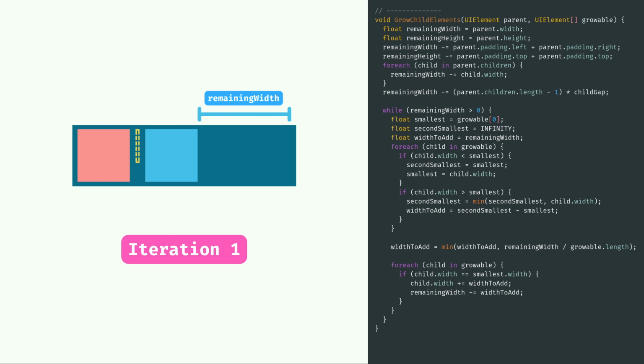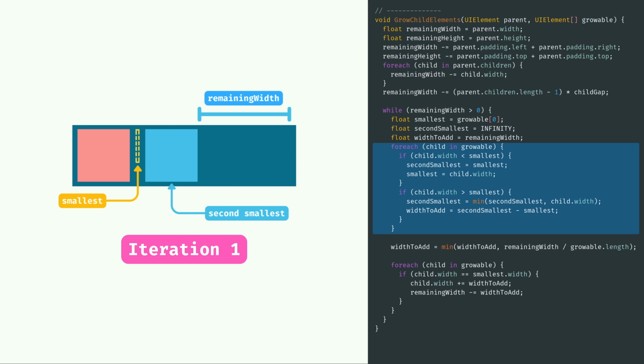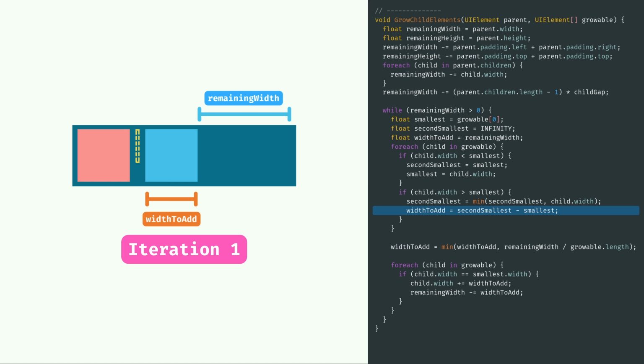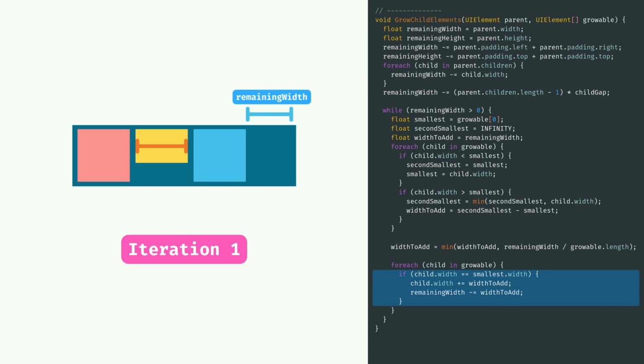The first pass, we find the size of the smallest element and the size of the second smallest element. To figure out how much our smallest elements need to grow, we just subtract the smallest size from the second smallest size, and that gives us how much width we need to add. We then iterate over our children again, this time adding that width to any child we find that matches the smallest size. This ensures that any children that are the same size will get expanded together.